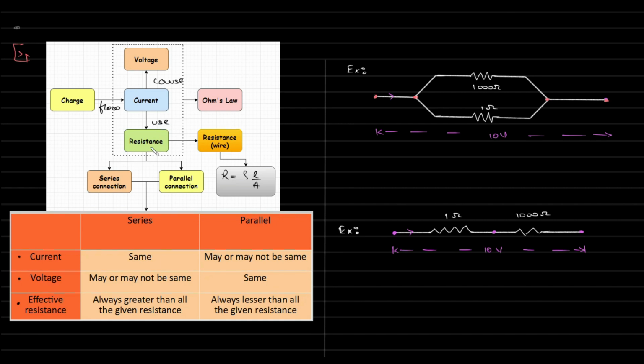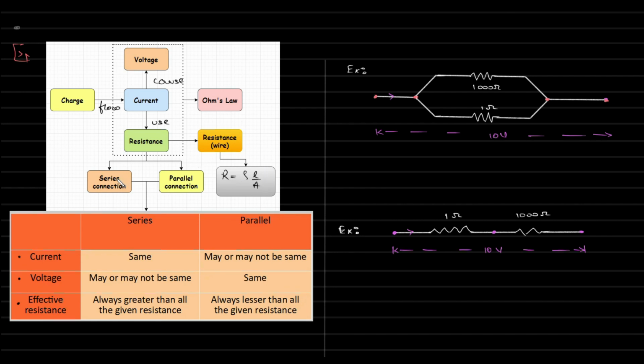Specifically, we looked into the resistance of a wire. So we have R is equal to rho L by A for a fixed temperature and other physical conditions. This is the formula that we'll be using, where rho stands for resistivity, which is material dependent, L is length, and A is the area of cross section of the wire.